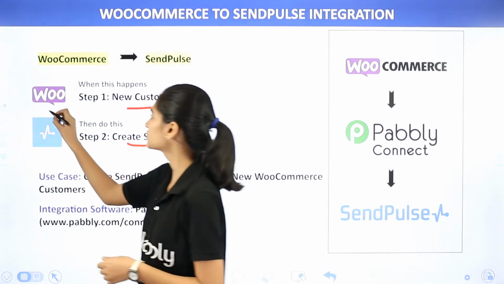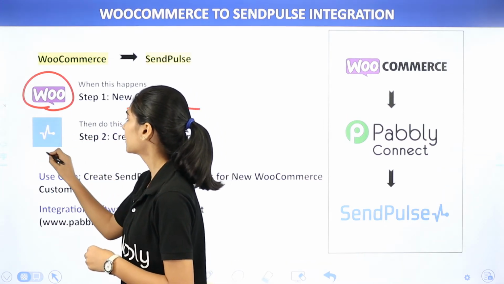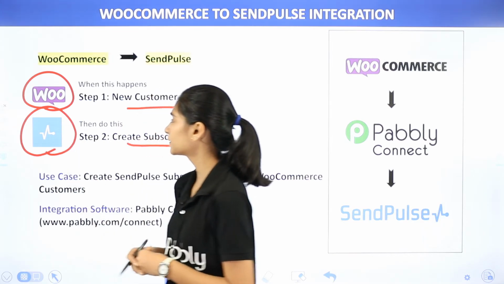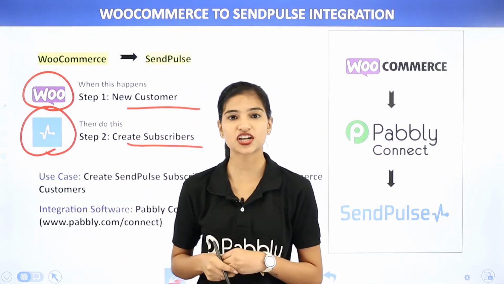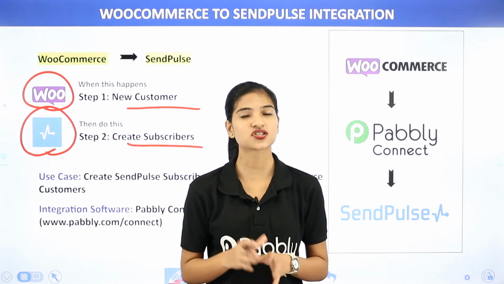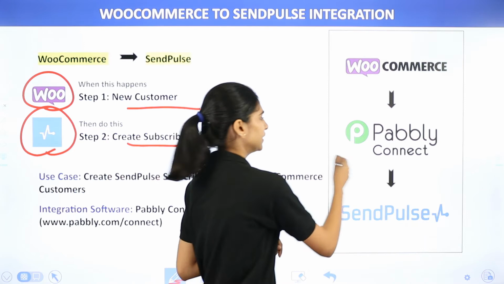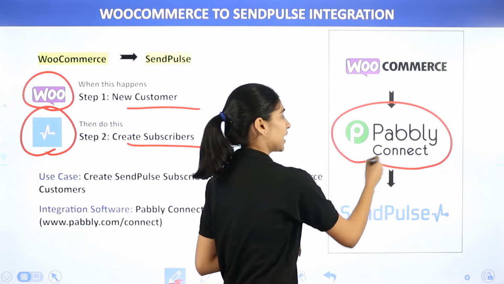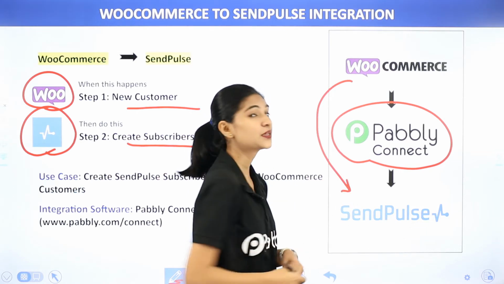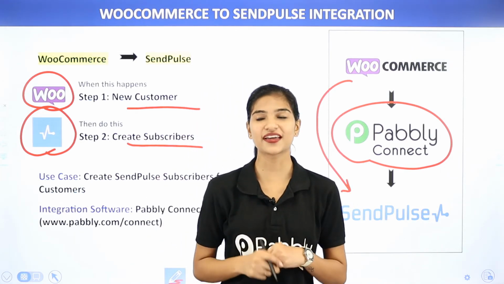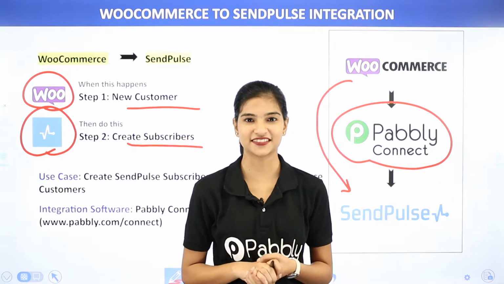So WooCommerce is a software application where you can set up your online store, whereas SendPulse is an email marketing software. Although WooCommerce and SendPulse have some native integration between them, this integration has certain limitations, and that is why we are going to use Pabbly Connect. Pabbly Connect is going to help us to transfer data from WooCommerce to SendPulse. The best part here is you don't require any knowledge of coding. So let me show you this on my screen.